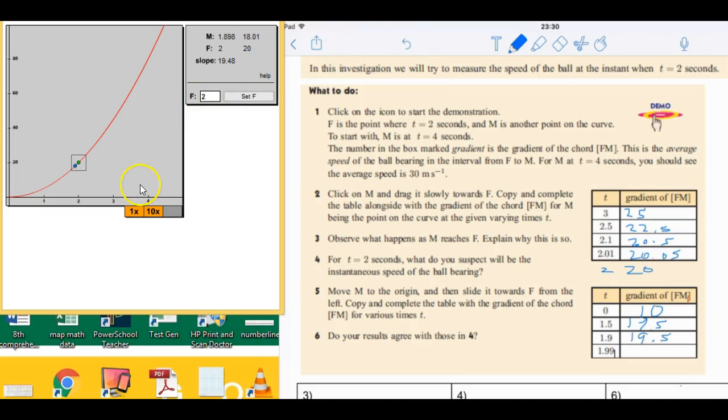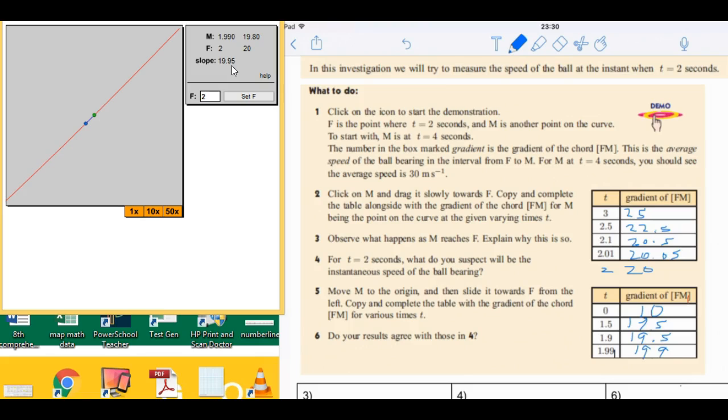Now I'm going to go to 1.99. Let me zoom in a little bit. 1.99. Getting pretty much right on top of it now. I'm going to go to 50 times magnification. Okay, 1.99. And now the slope is 19.95.